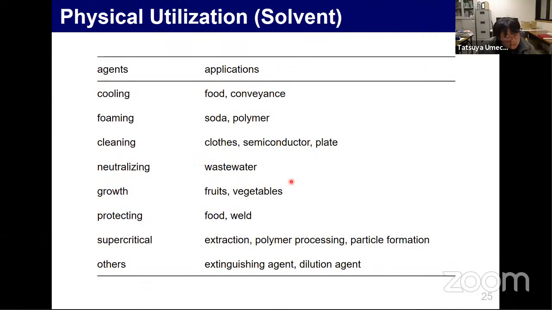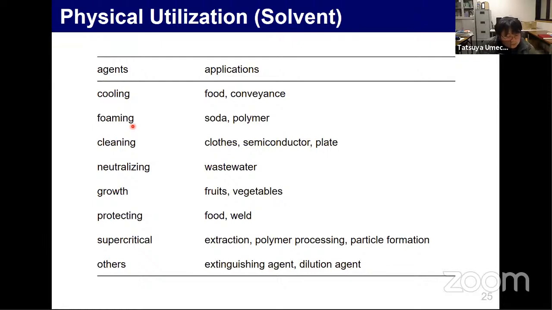The physical utilization of carbon dioxide is closely linked to our lives. Typical examples of physical utilization of carbon dioxide are listed in the table. The common examples of physical utilization of carbon dioxide are cooling and foaming agents. You know that dry ice, the cooling agent, is solid carbon dioxide.